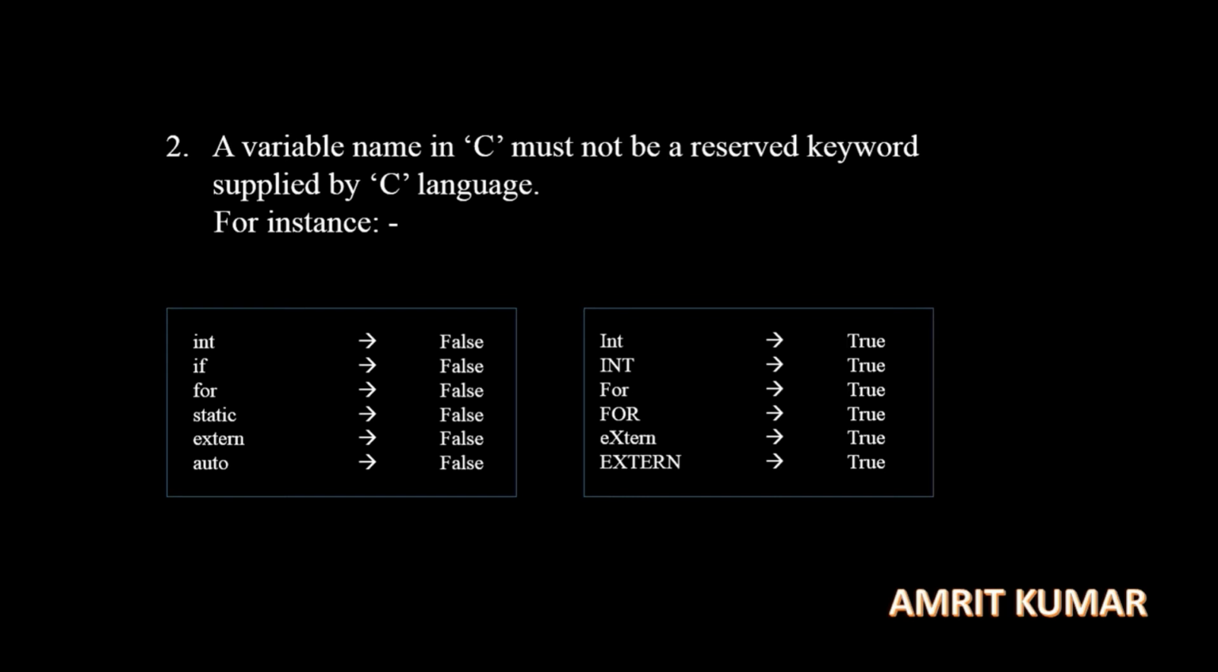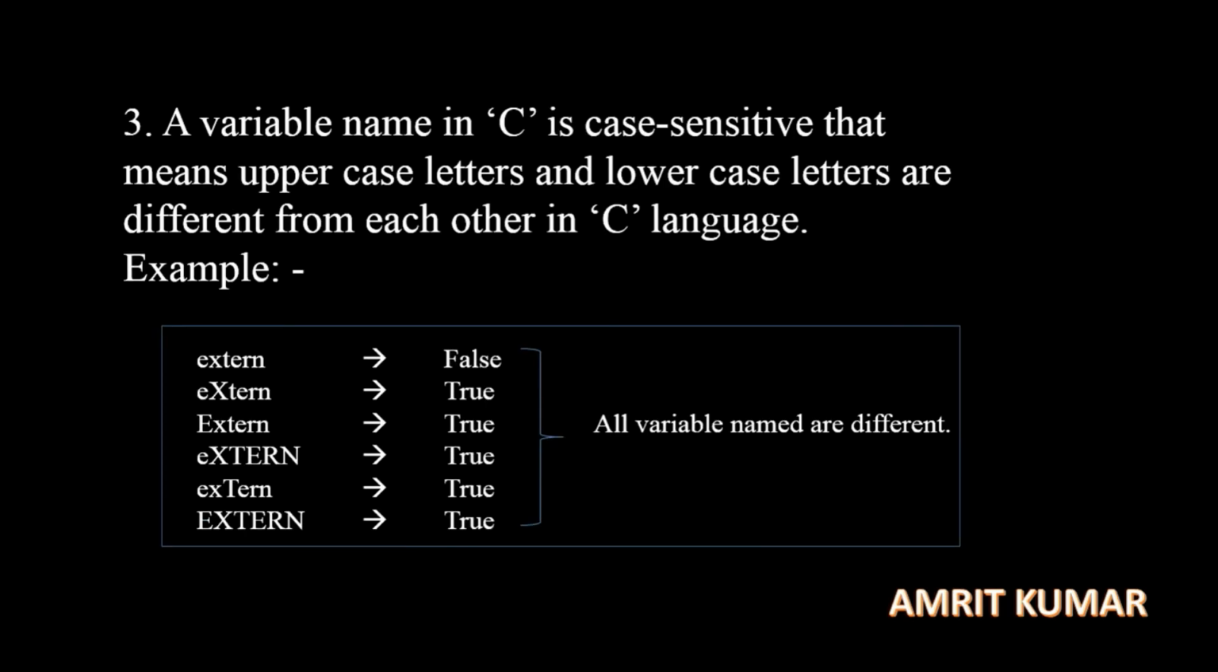So let's look at the second one. And the third rule we can say, a variable name in C is case sensitive, as we have studied. That means uppercase letters and lowercase letters are different from each other. So we have talked about these things, extern. So this is not going to be a variable. Why? Because it is a reserved keyword.